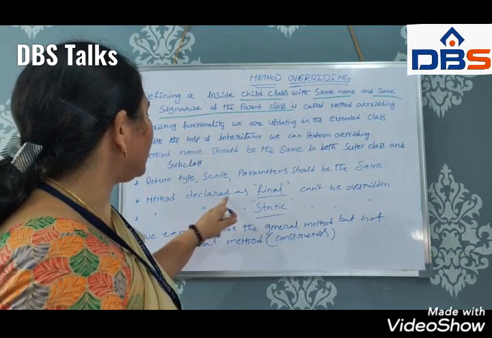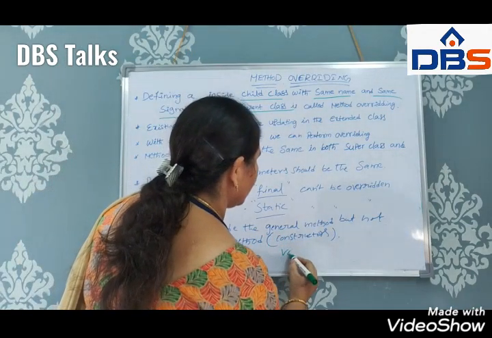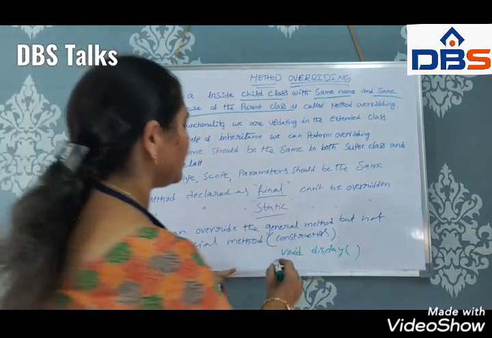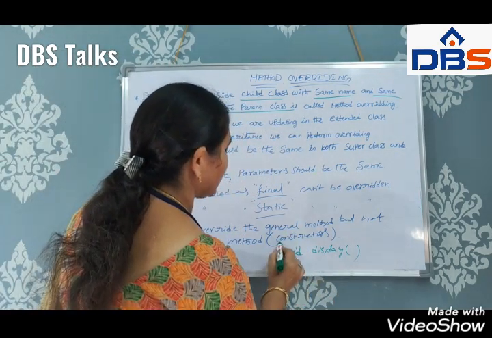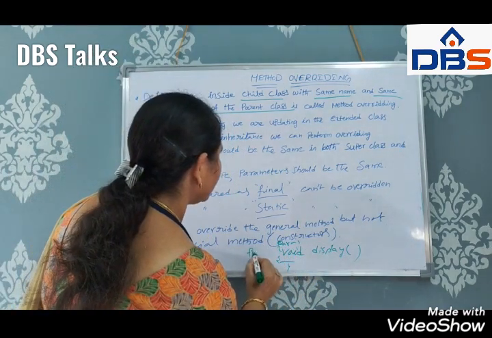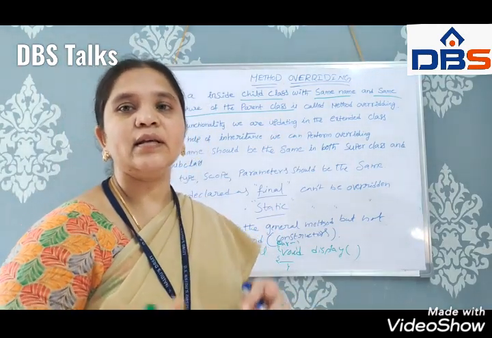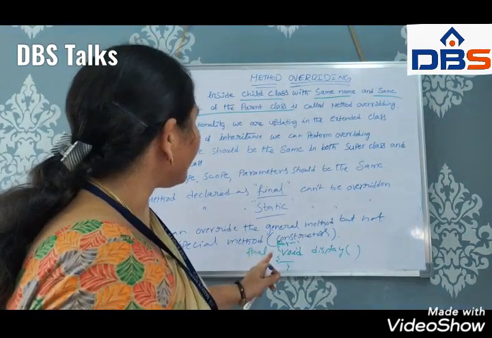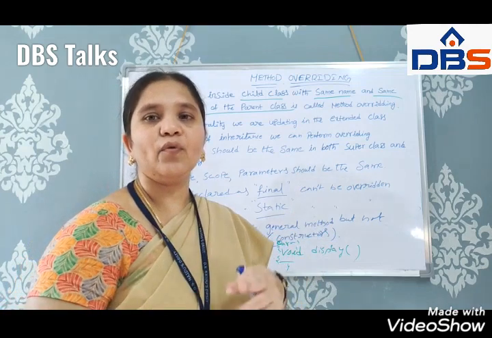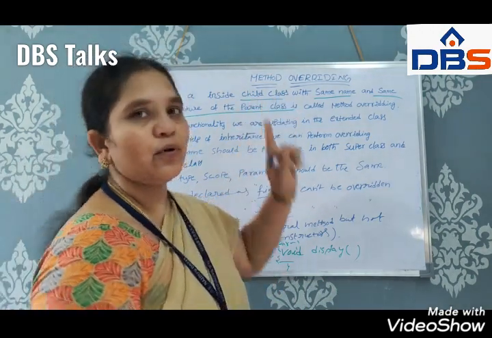Next, a method declared as final cannot be overridden. Suppose we are using the method void display, for example. Here we can write some statements. This is a parent class, for example. In void display, here we are using the final keyword. Then the child cannot override it. In this situation, the child cannot update it. When we use the final keyword in the parent class, the child cannot override the method. That's why the final keyword is not used in method overriding.